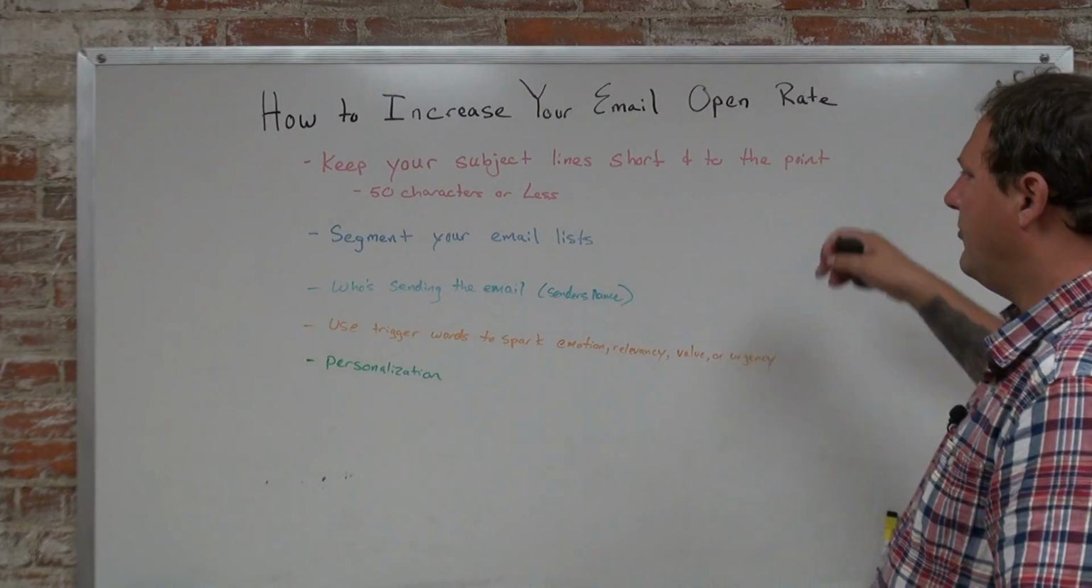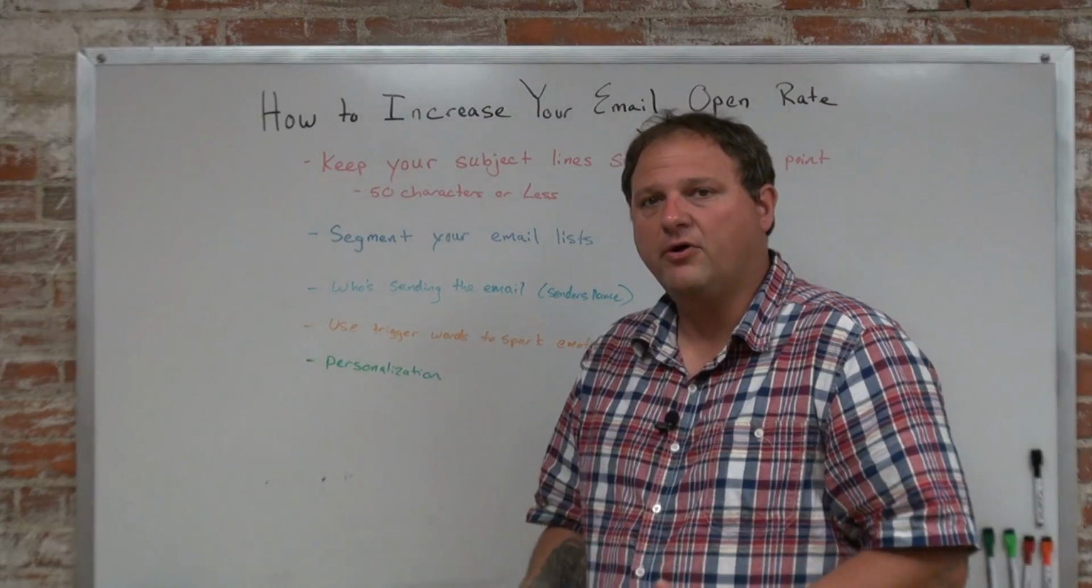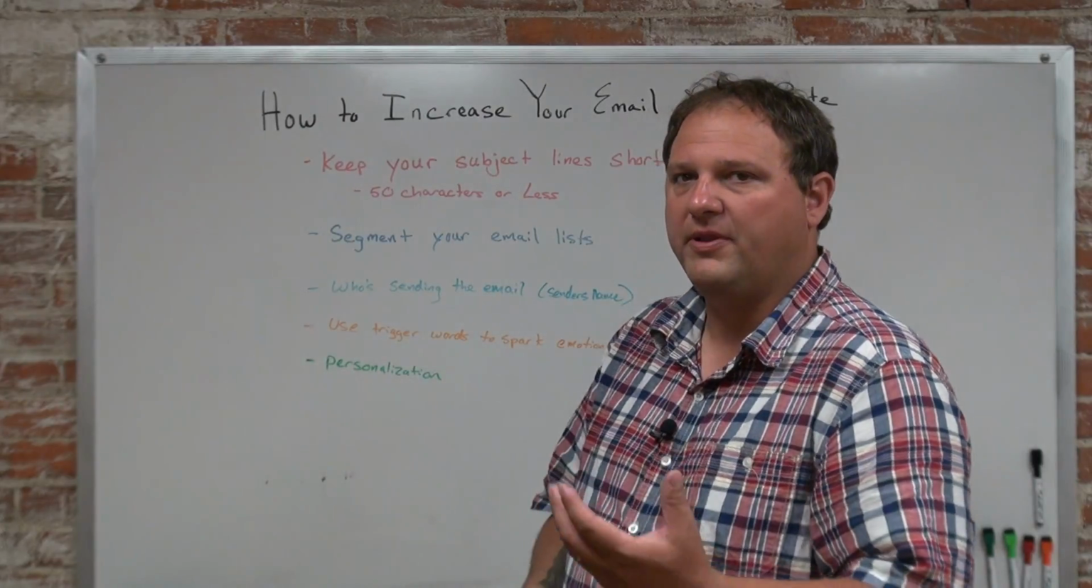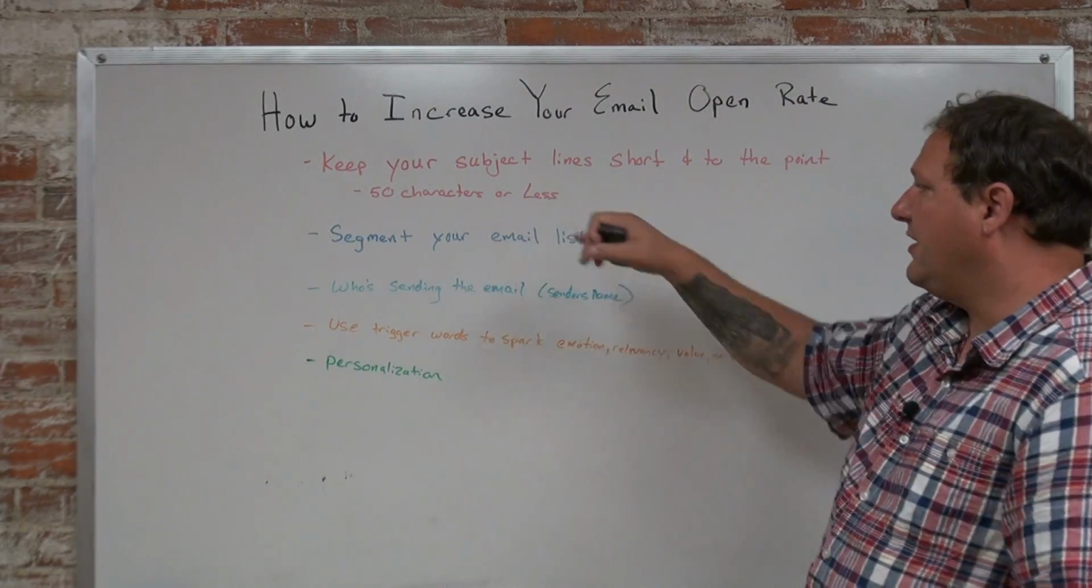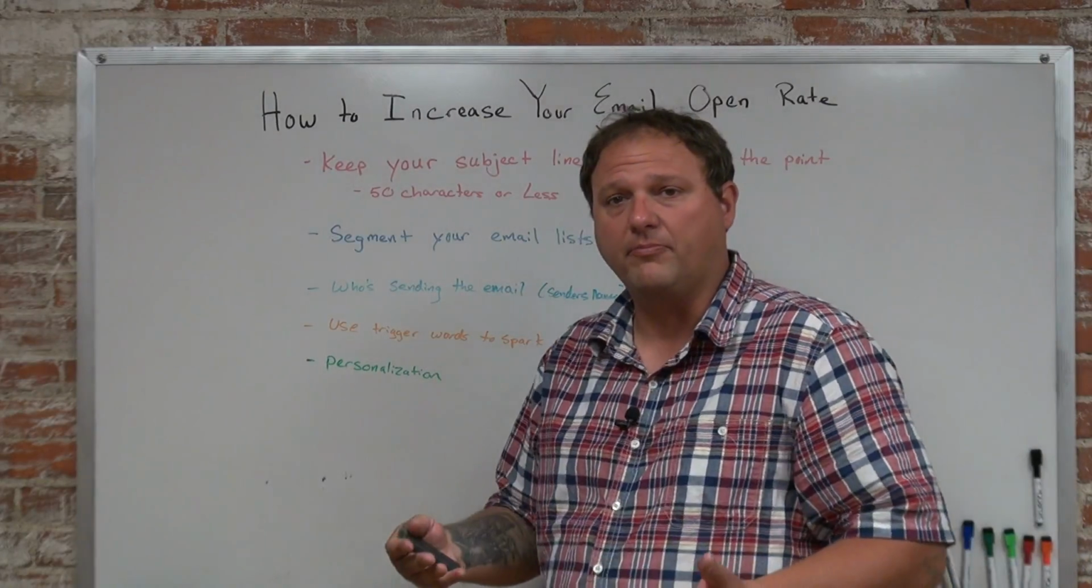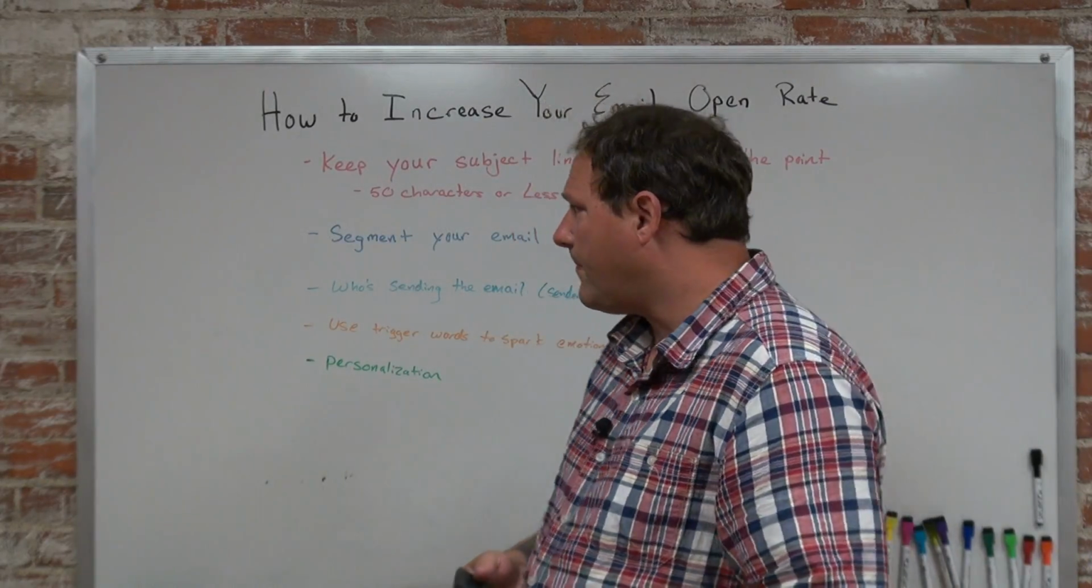Keep them short and to the point. Nowadays, most people are using mobile devices to open their emails for the first time. So keeping your subject lines to 50 characters or less should really help improve those open ratios.